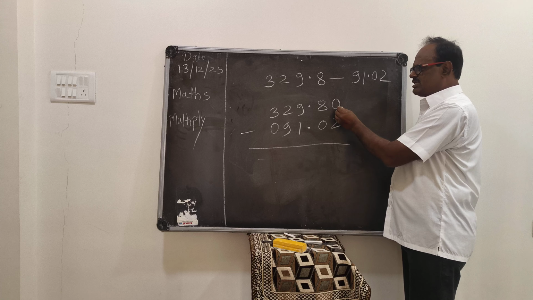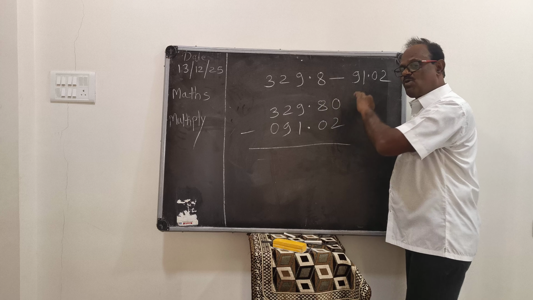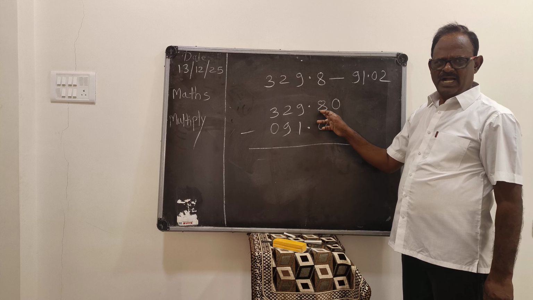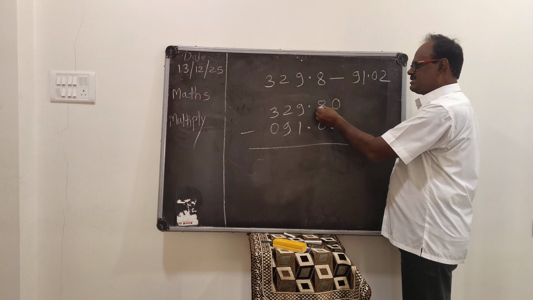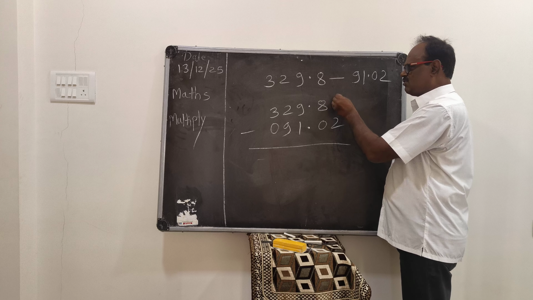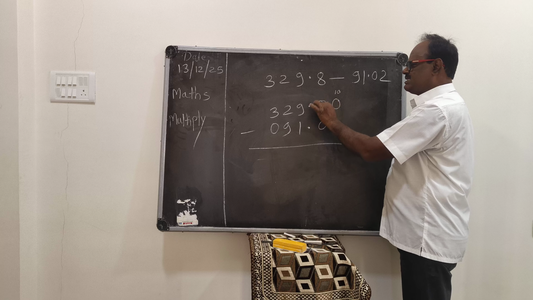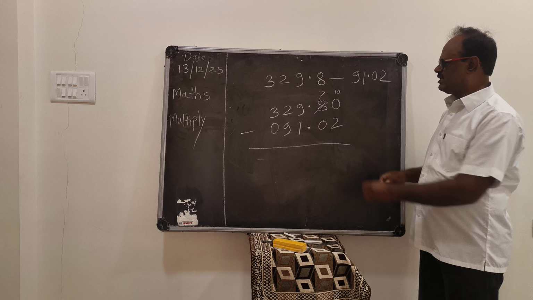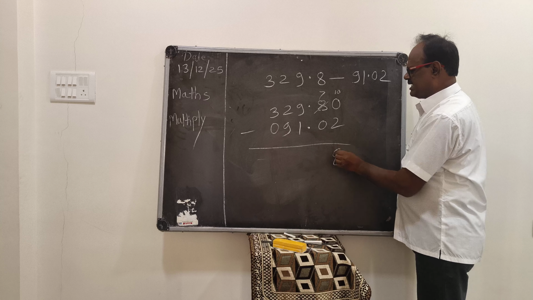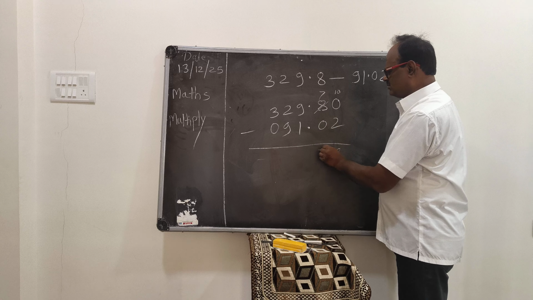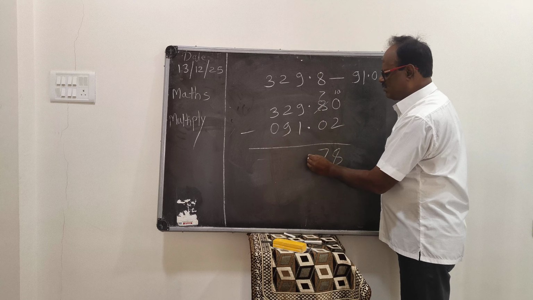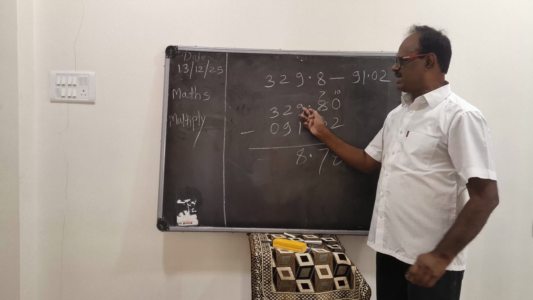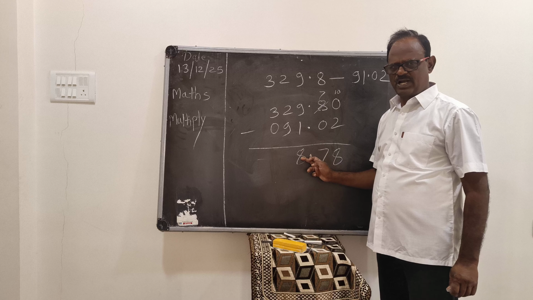Now in your borrow system, you borrow one from this 8. This 8 has given 1 to the 0, it becomes 10, and this 8 becomes 7. Now 10 minus 2, 8. 7 minus 0, 7. Point below point. 9 minus 1, 8. No need to borrow 1 because 9 minus 1 you can do.